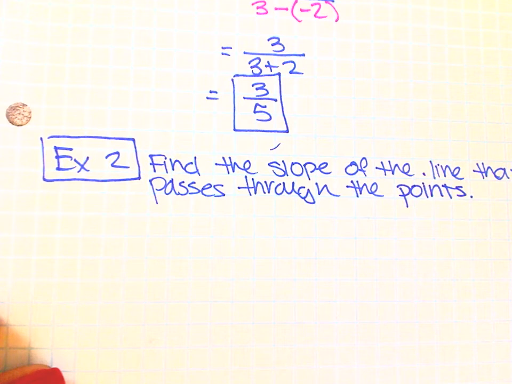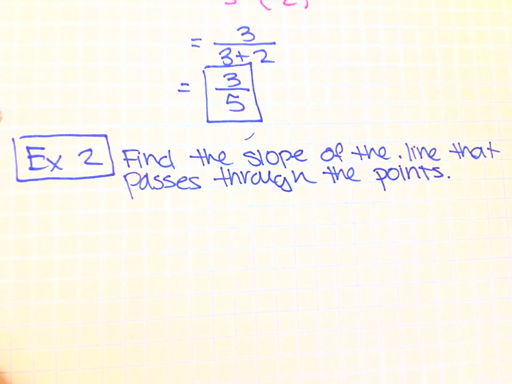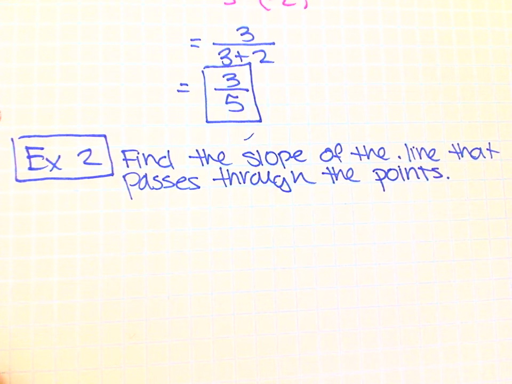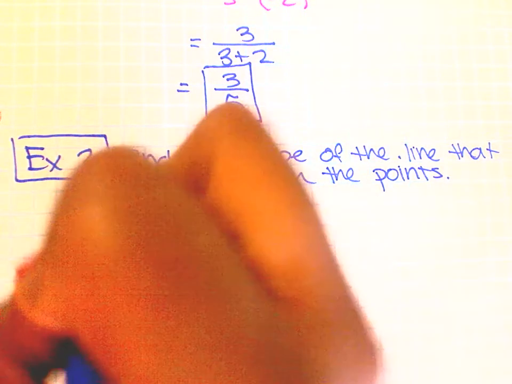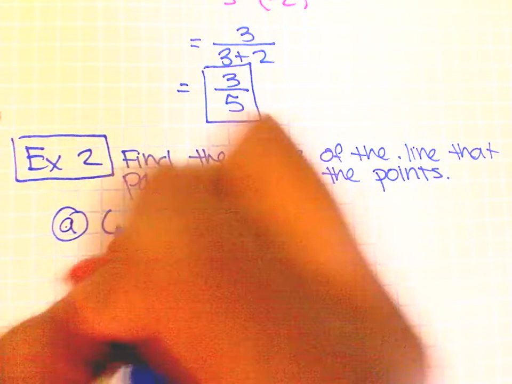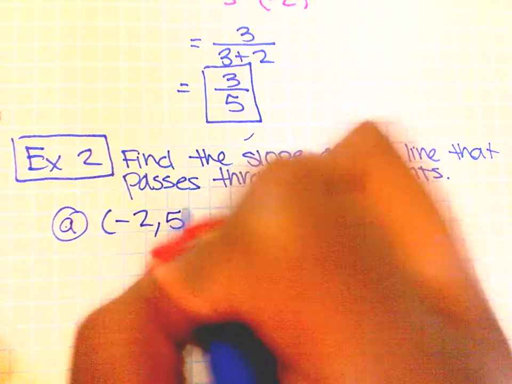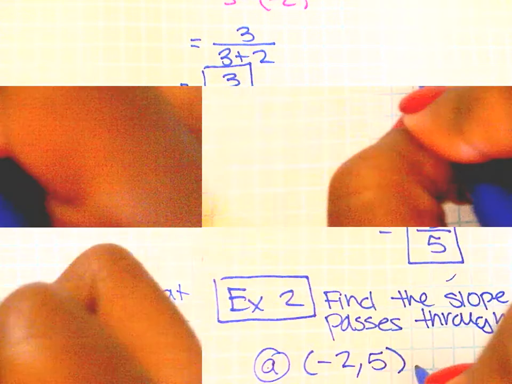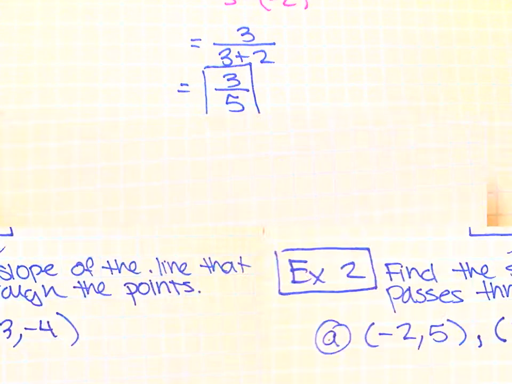And that's it. Find the slope of the line that passes through the points. Okay, so here's example A. They're going to give us point -2, 5, and they're going to give us 3, -4.